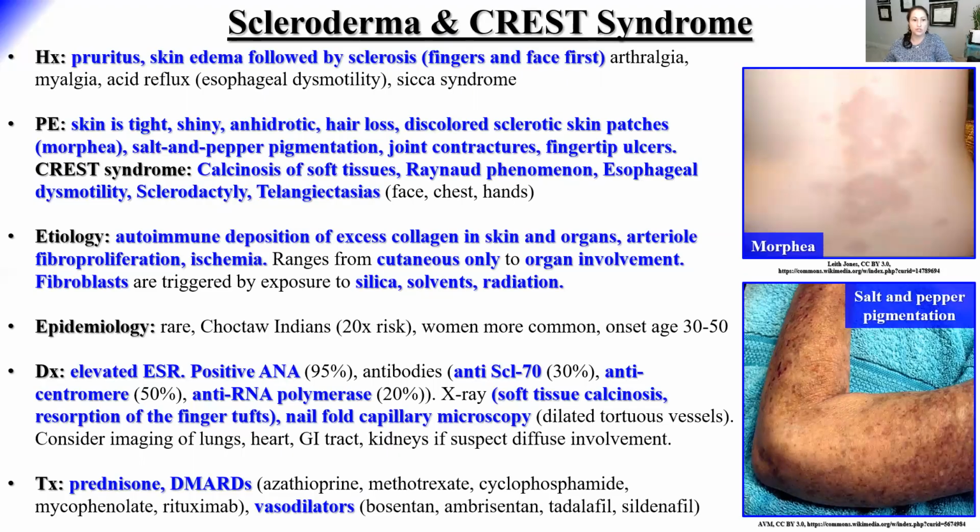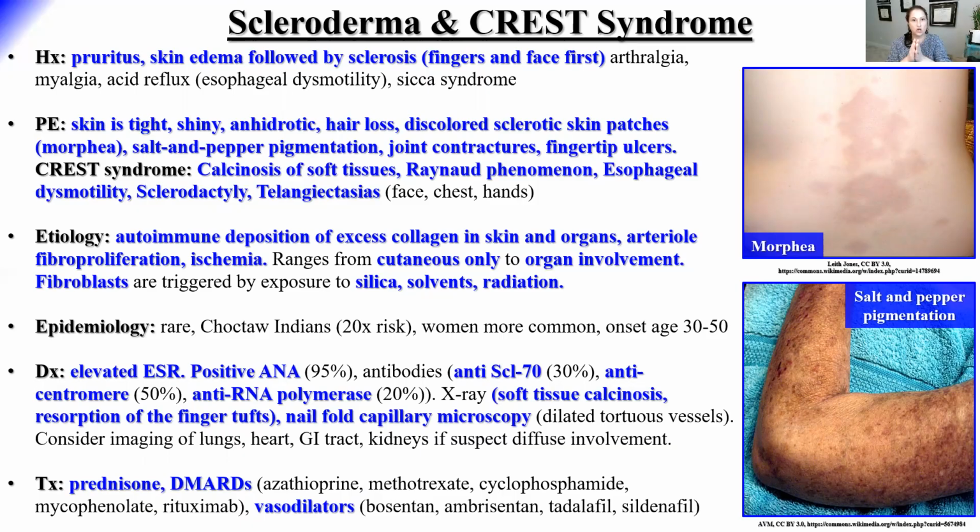Morphea is in the top picture there. This is discolored sclerotic skin patches. Salt and pepper pigmentation is the bottom picture here. That's common. Joint contractures as that skin gets tighter and tighter and tighter, and then eventually fingertip ulcers as you develop ischemia in the arteries going into the fingertips.